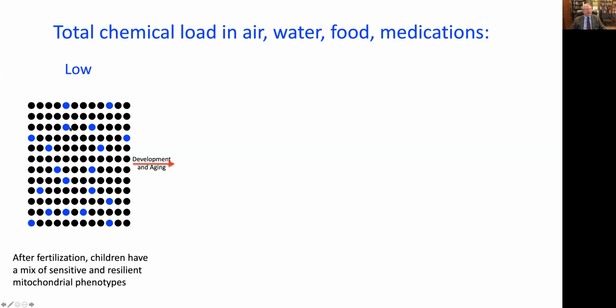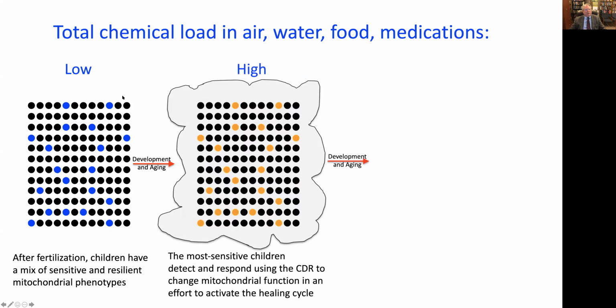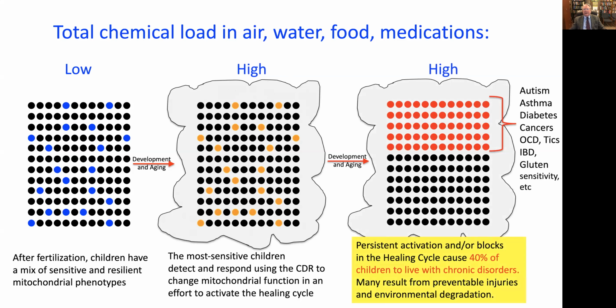particularly sensitive mitochondria. So after fertilization, if you imagine all these dots being children, and that some children are born with the blue dots that have increased ability of their mitochondria to sense and respond to the world. If you then place those children in a high chemical load environment, then the most sensitive children will detect and respond, activating the cell danger response to change mitochondrial function in order to facilitate healing and resistance initially to that threat.